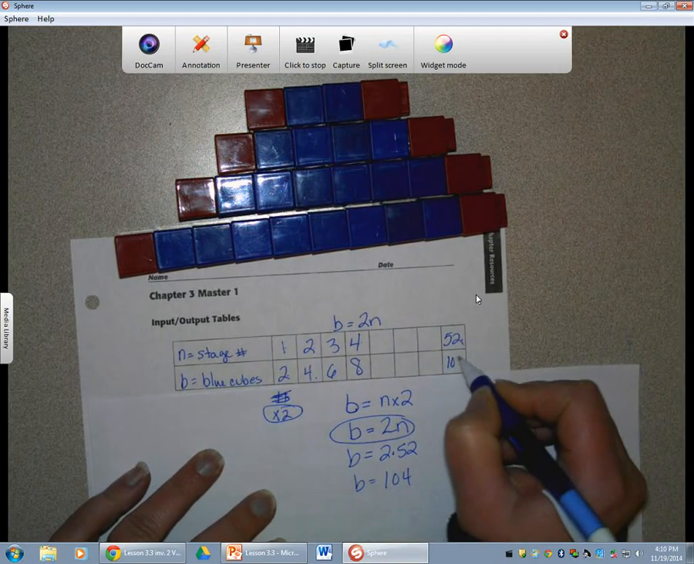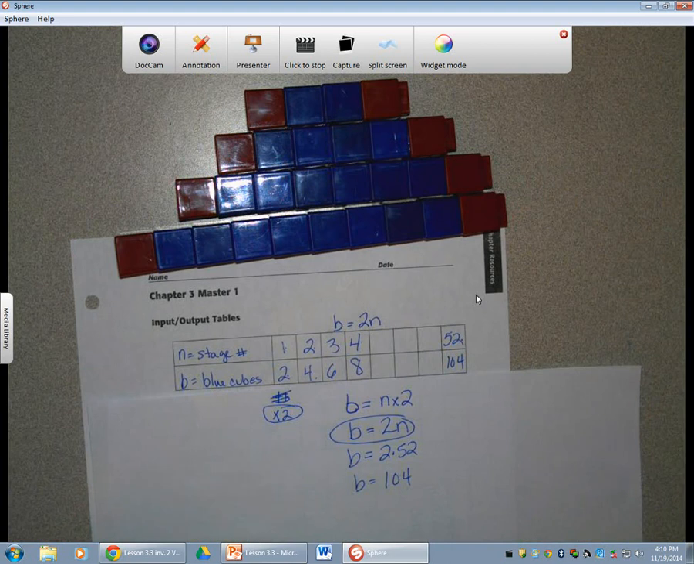And I could fill in my table. So that way I don't have to do stages 5 to 51 to figure this out. Because let's face it, that doesn't sound like fun.